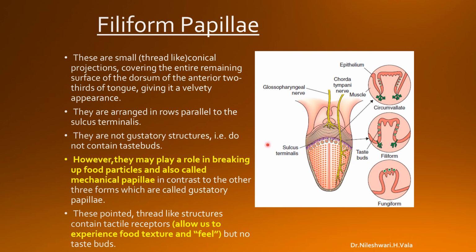However, they may play a role in breaking up food particles, so they are also known as mechanical papillae in contrast to the other three forms, which are called gustatory papillae. These pointed thread-like structures contain tactile receptors that allow us to experience the food texture and feel, but no taste buds.